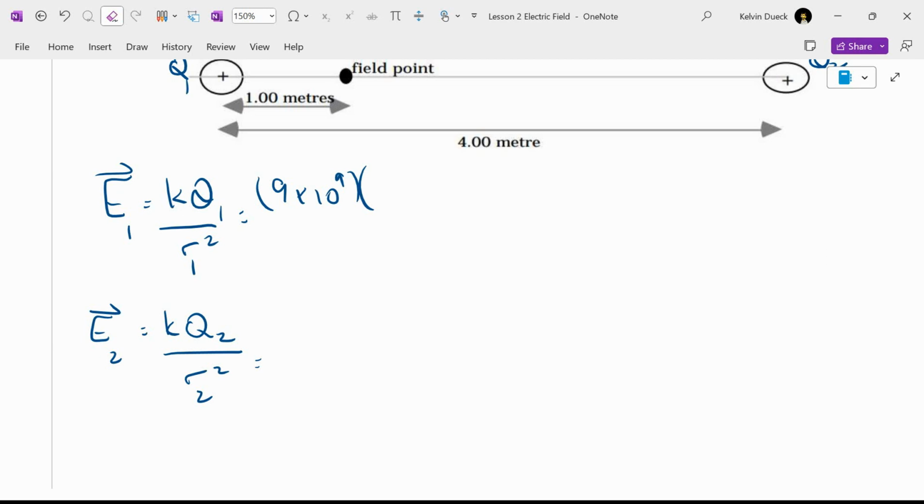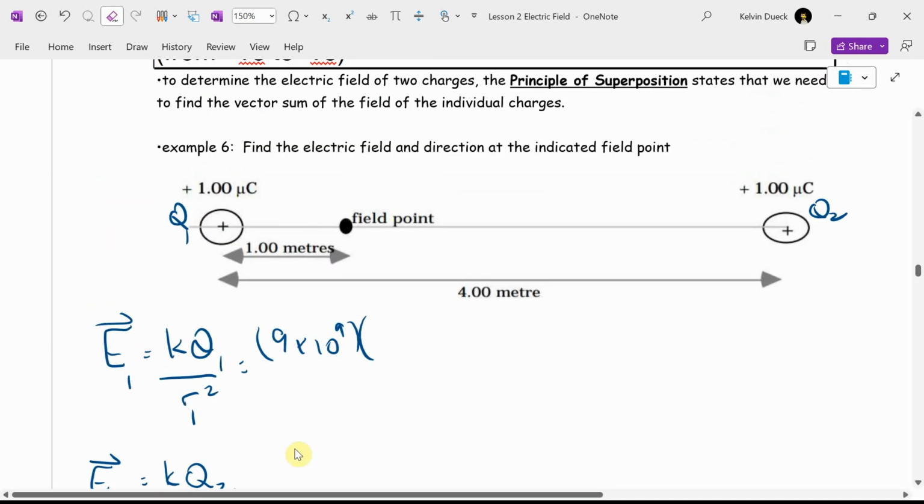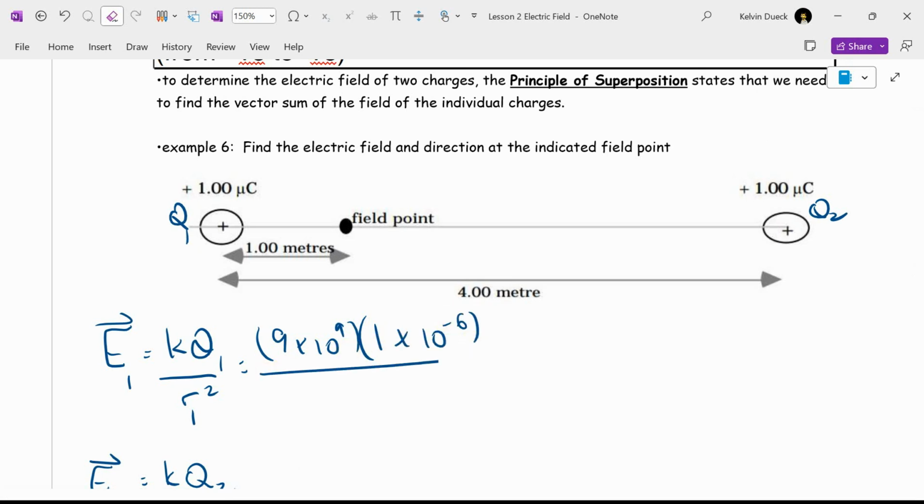Q1. Put your calculator down. How big is Q1? 1 times 10 to the negative 6. How big is R? 1 squared. In your head, what's 9 times 1 divided by 1 squared? 9. What's 10 to the 9th times 10 to the negative 6th?